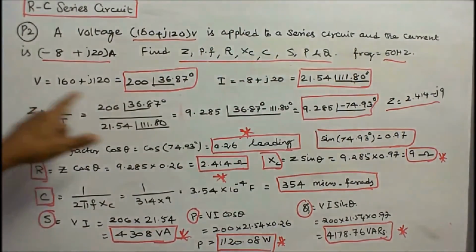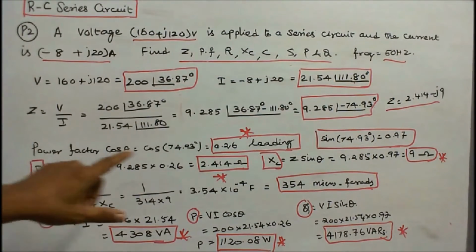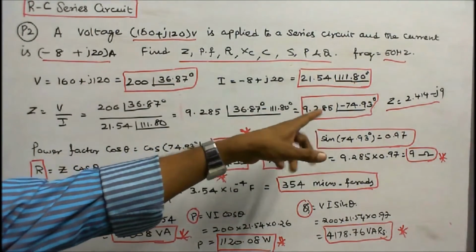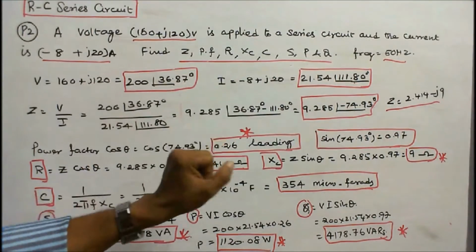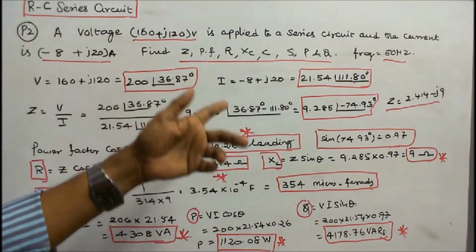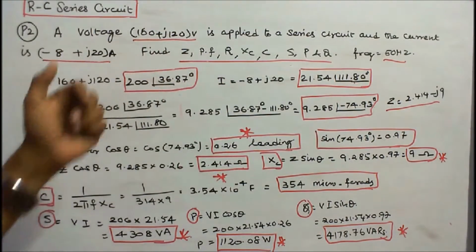I know the voltage, I know the current, I can find impedance. Z is equal to V by I, that is equal to 9.285 angle minus 74.93 degrees. That minus sign indicates the current leads the voltage by 74.93 degrees because it is a capacitive circuit.